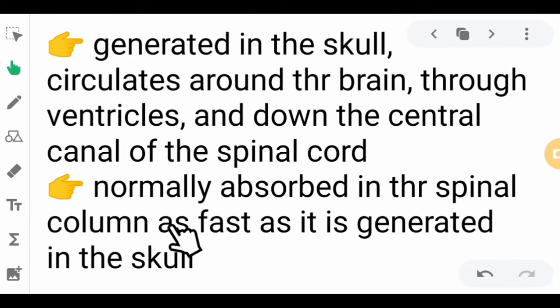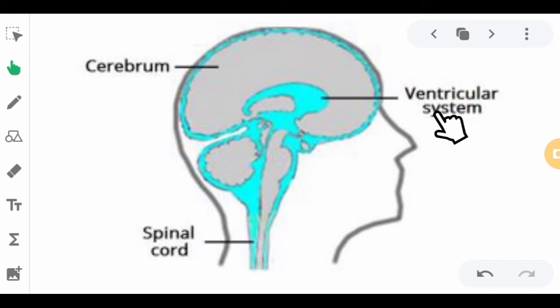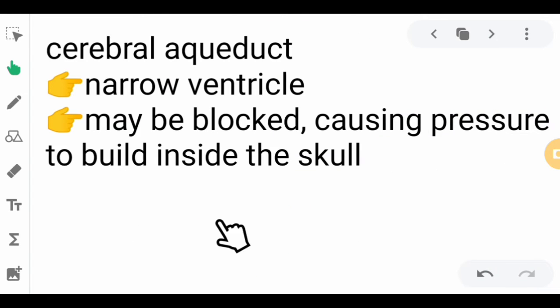So in the normal process, CSF is absorbed in the spinal column as fast as it is generated in the skull. However, there are instances when the narrow ventricle called the cerebral aqueduct may be blocked. We have here the ventricle, right? There are narrow ventricles and we call this the cerebral aqueduct. It can be blocked because of solid portions of the nutrients, or if you have high blood pressure, for example. When there is a blockage in the cerebral aqueduct, increased pressure will build up inside the skull.